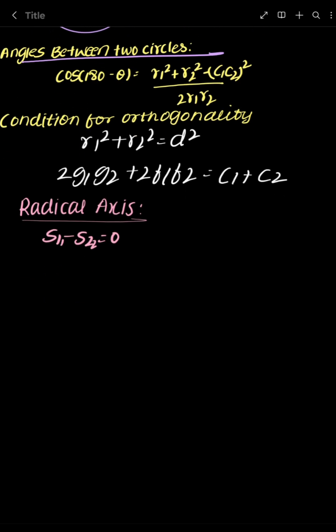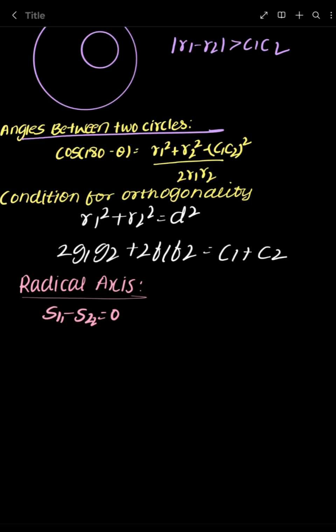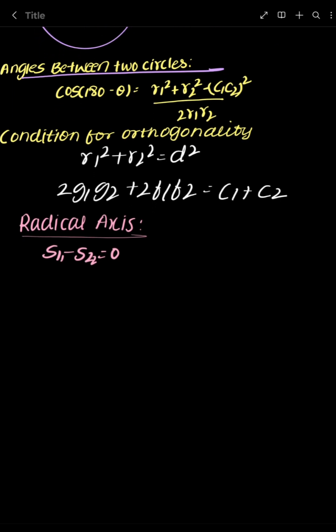Angle between two circles. So what does that mean? If you have two circles and they intersect at some point, then the angle between the tangents at that point is going to be the angle between the circles. I'm not even going to attempt to draw the diagram, but you get the gist.